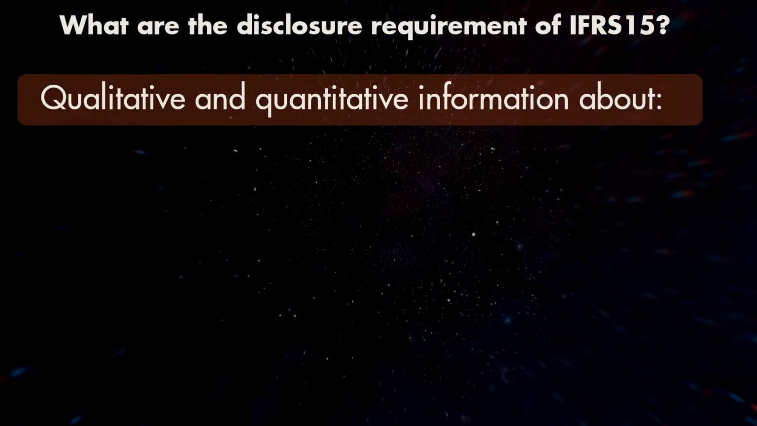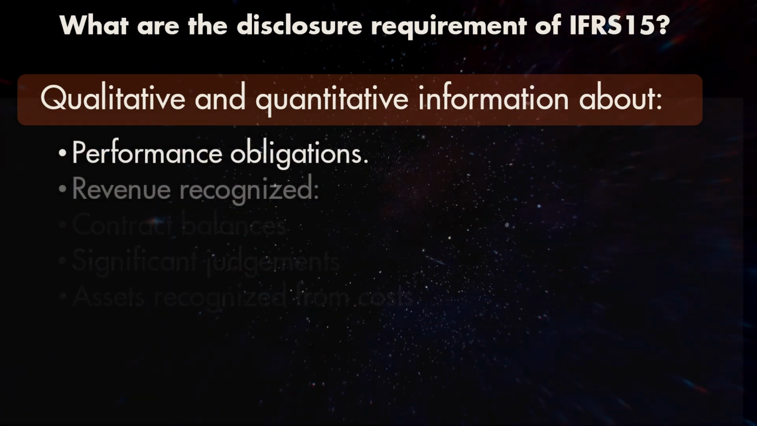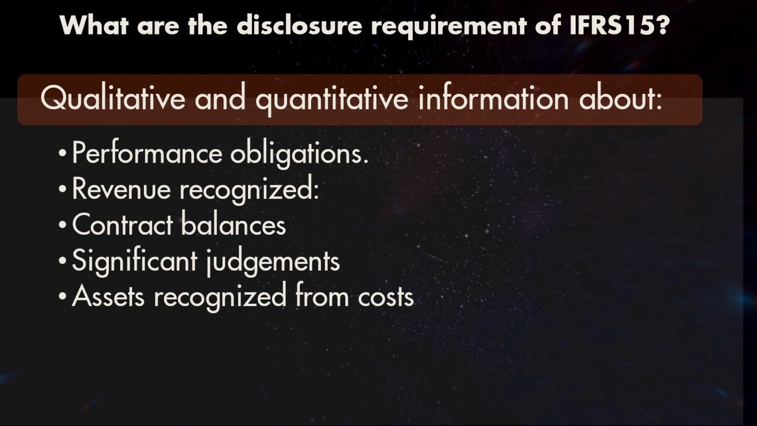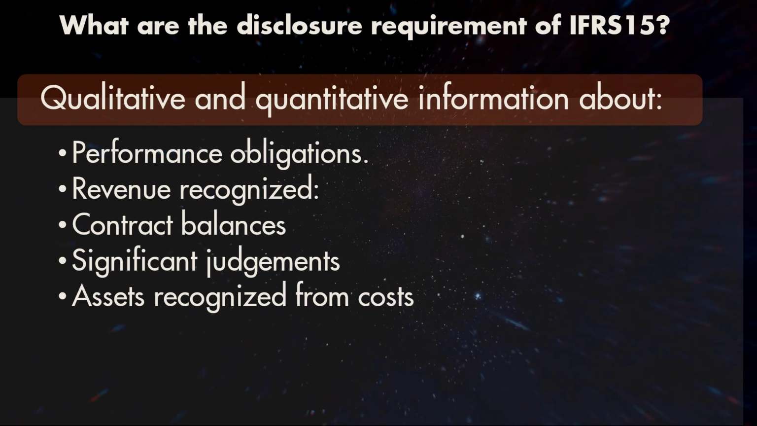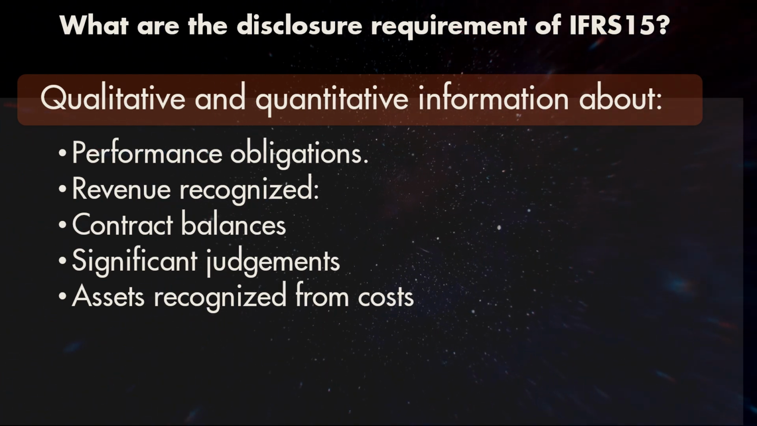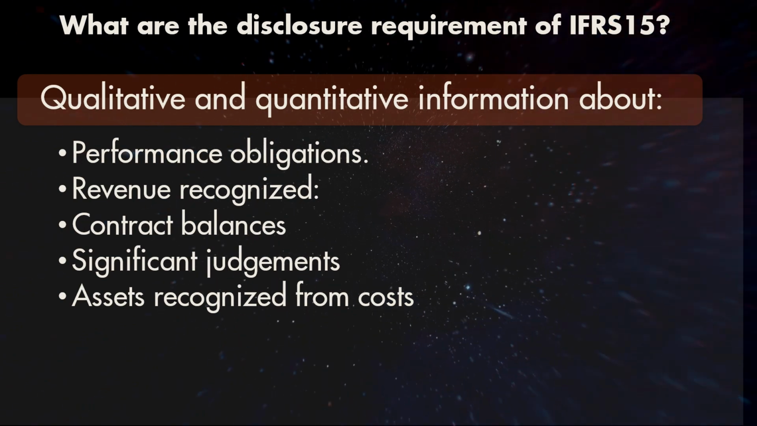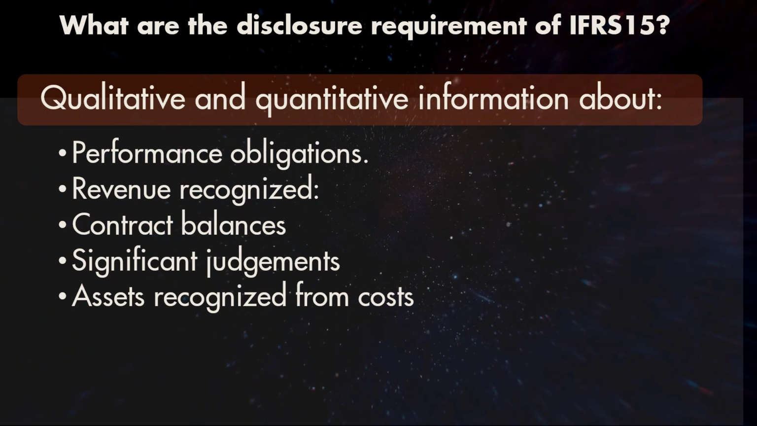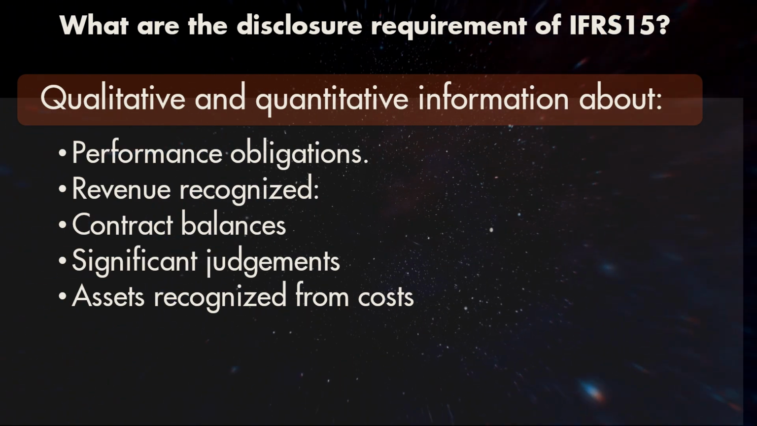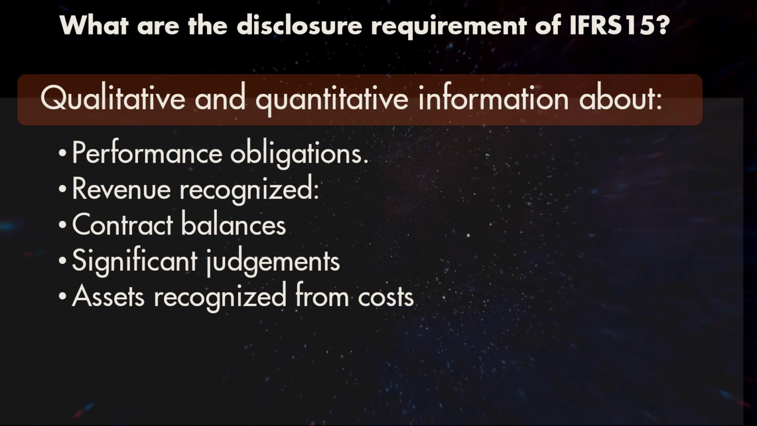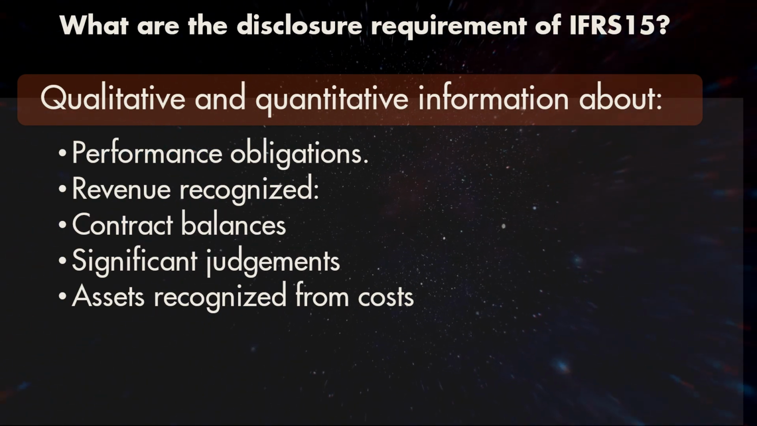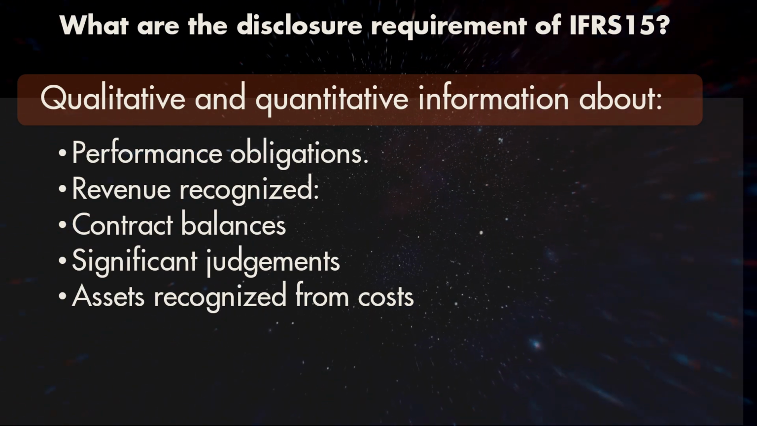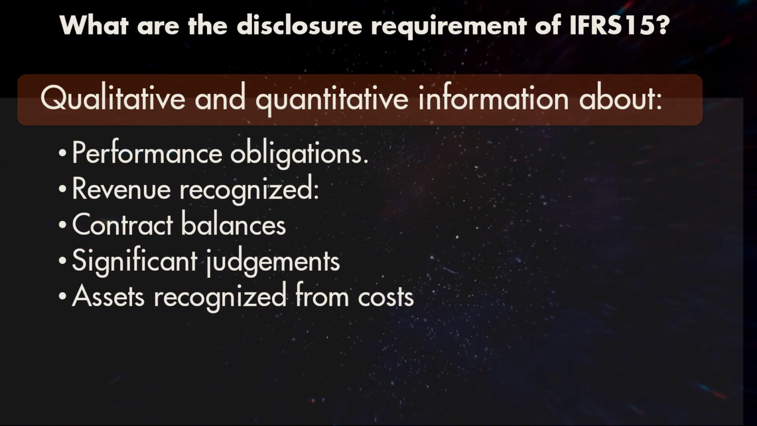To help investors better understand the nature, amount, timing, and uncertainty about revenue and cash flows, IFRS 15 requires a company to disclose qualitative and quantitative information about performance obligations, revenue recognized, disaggregated into appropriate categories, that is geographical market or type of customer, contract balances, significant judgments, assets recognized from cost, etc.